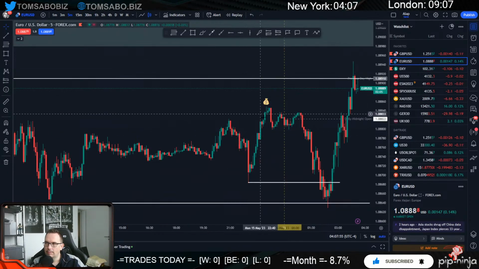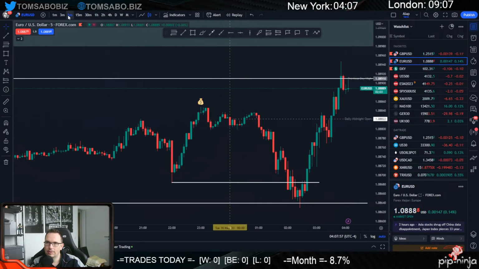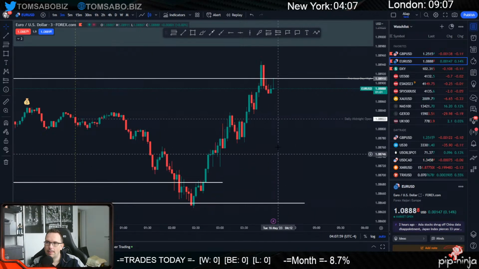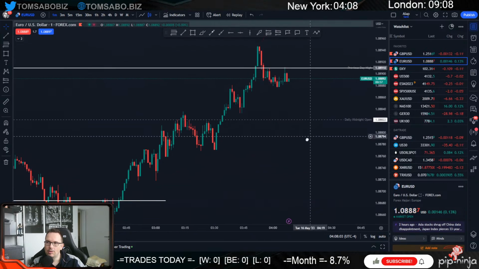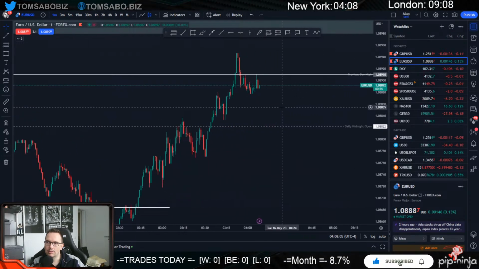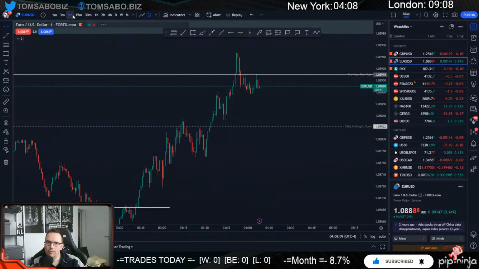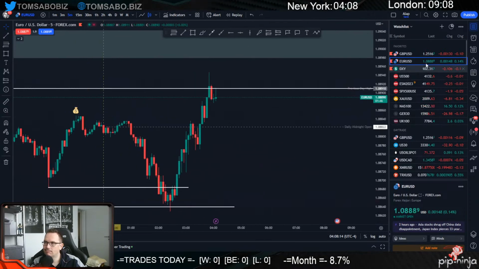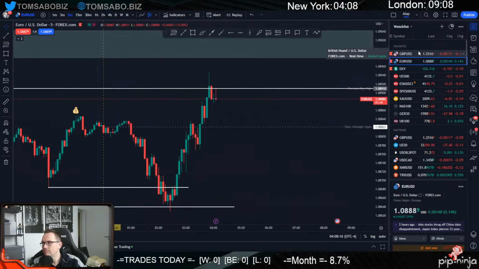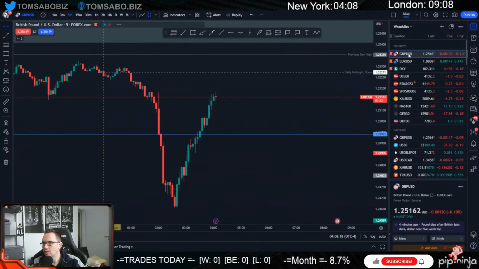What is happening? This is the euro. Okay. Euro took out some liquidity. This is great. No fair value gap. Nothing. Pound almost the same.